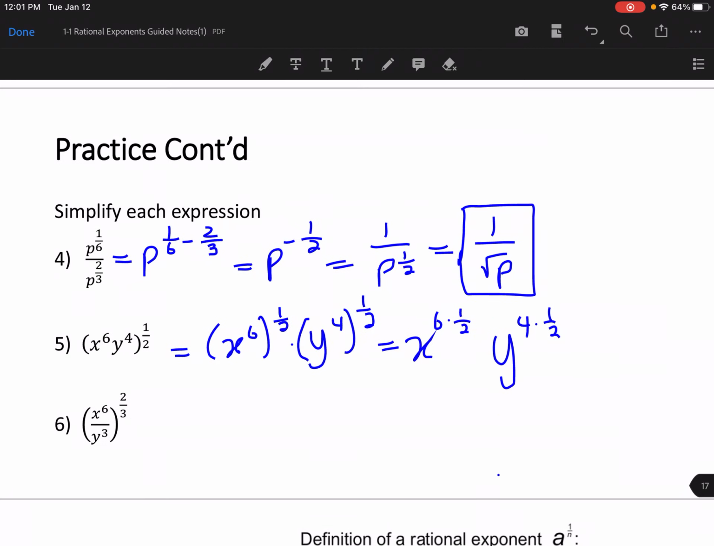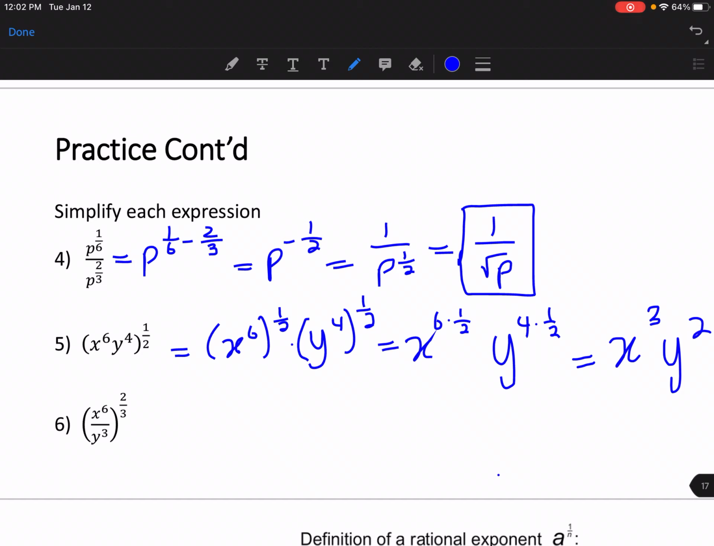6 times 1/2 gives me, that's 6 divided by 2 is 3, so x to the third. And then 4 times 1/2 is the same as 4 divided by 2, which is 2. So x to the third y squared is my answer for that.